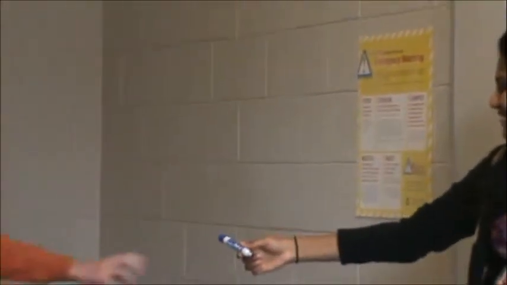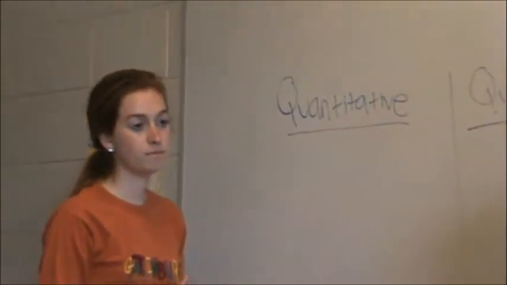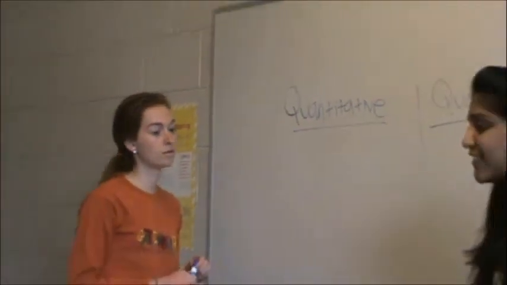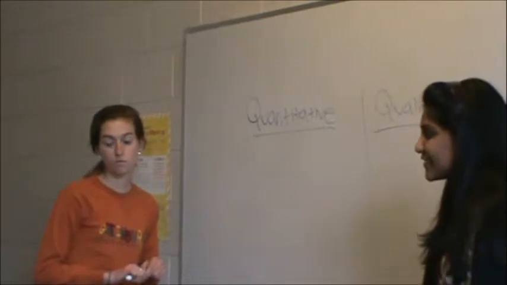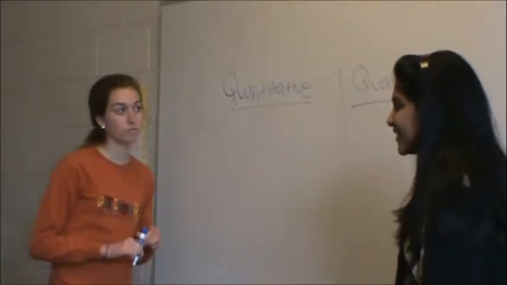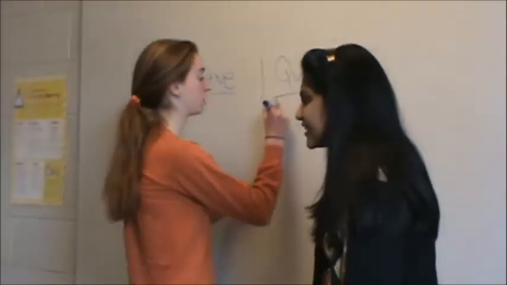Yeah. Okay, Taylor, come on up. So the first observation we made was that the grapes were purple. Would that be qualitative or quantitative? It'd be qualitative because it's a description, not a measurement. Yeah, great.